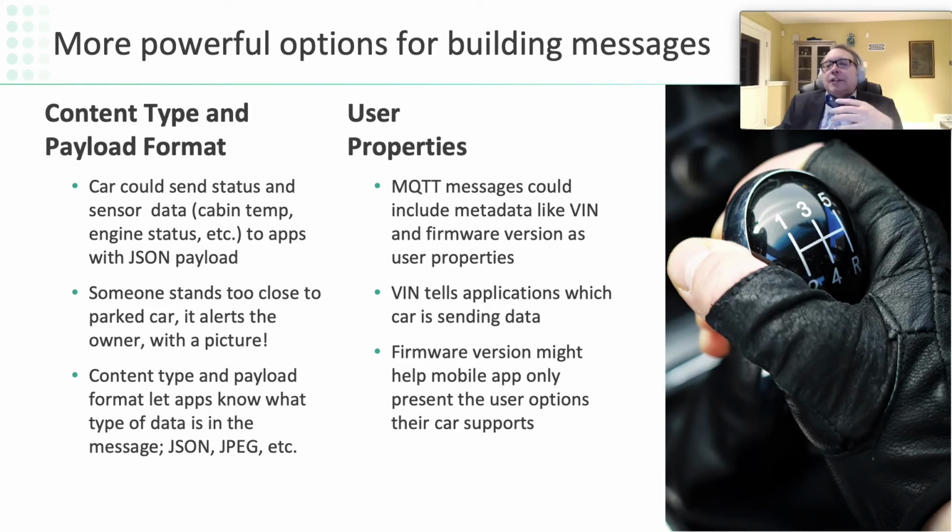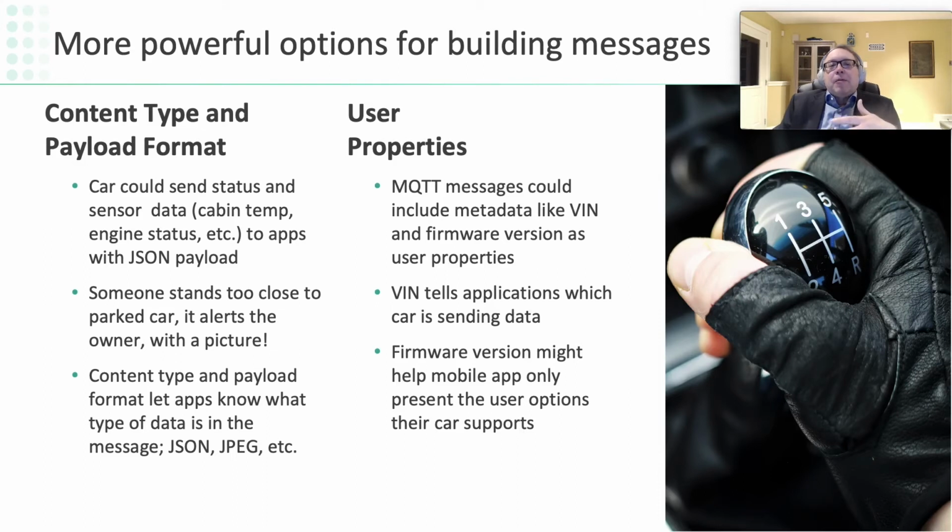And with content type and payload format, the app in the car can tag each message with what kind of data is in the message. And that just makes it easier for the backend service. With MQTT 3.1, there wasn't an easy way to do that. You had to encode any of these special extra things in the payload of the message.